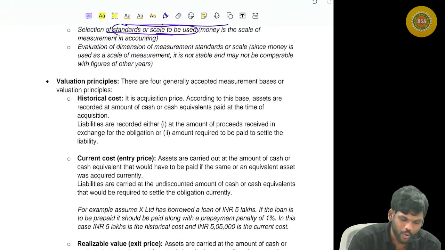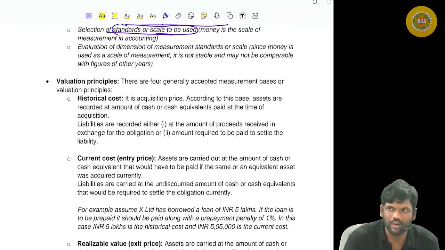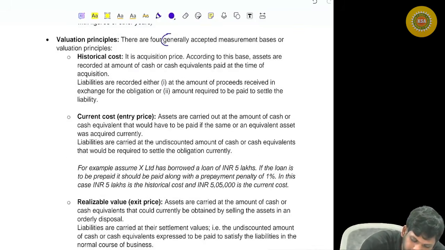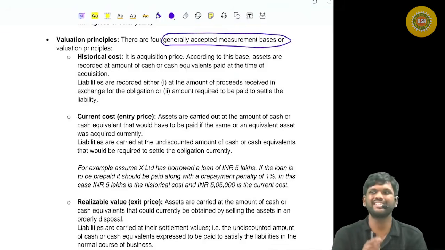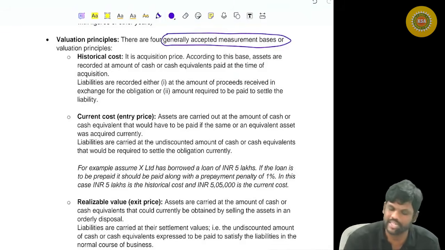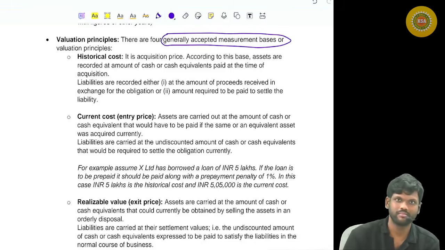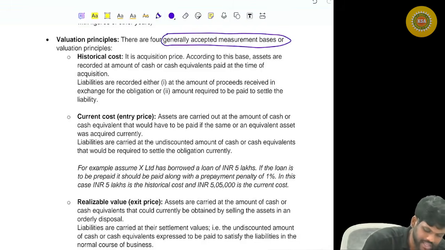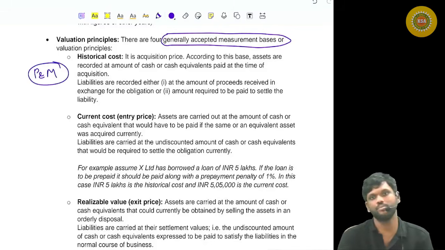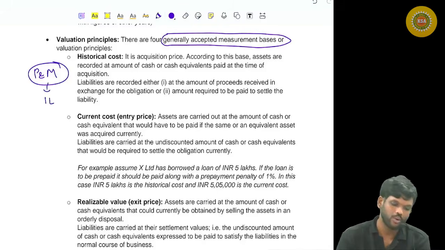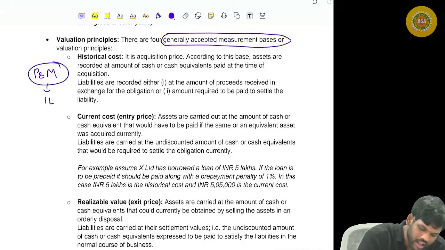Now, to measure an asset or liability, there are different measurement bases. These are called generally accepted measurement bases. What are they, sir? You can measure an asset in different units. Let me explain through an example. Assume there is a plant and machinery. You purchase this plant and machinery for 1 lakh, and you have used it for 2 years.